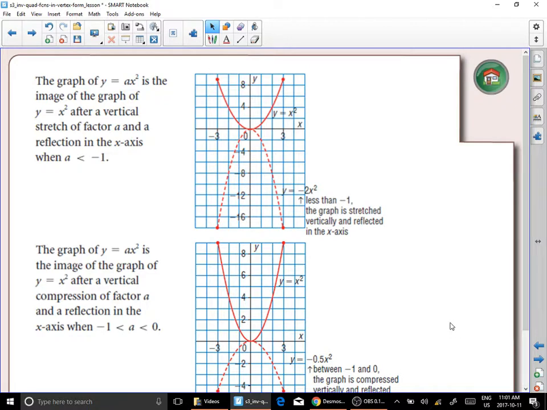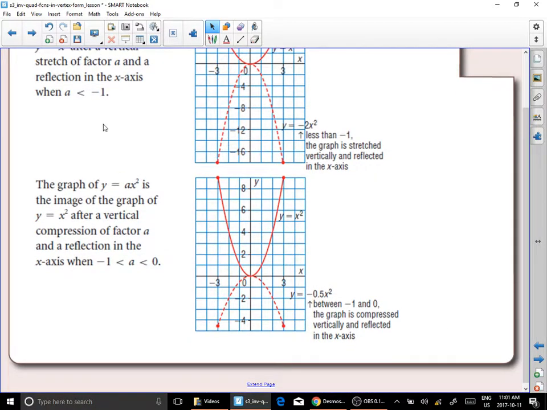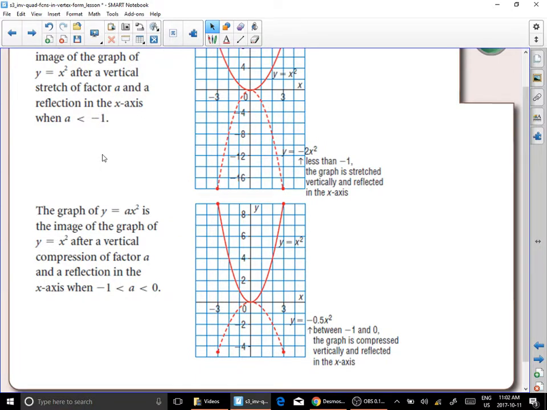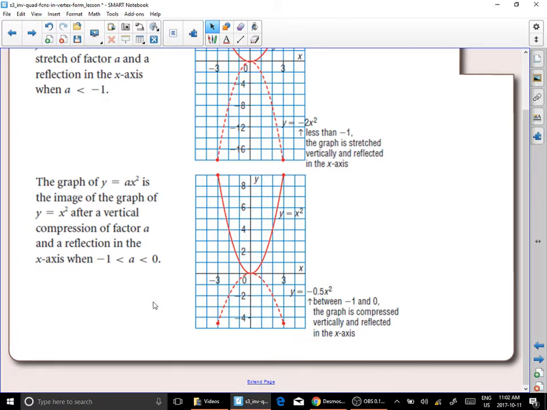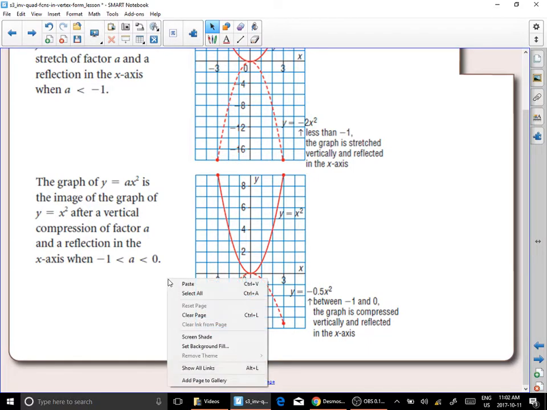Okay, so here it kind of says that, but it says it a little differently. It says if it's pointing down and a is less than -1, so it could be -2, for example, then it's a vertical stretch. But if a is between -1 and 0, like -0.5, then it's a vertical compression. Okay.